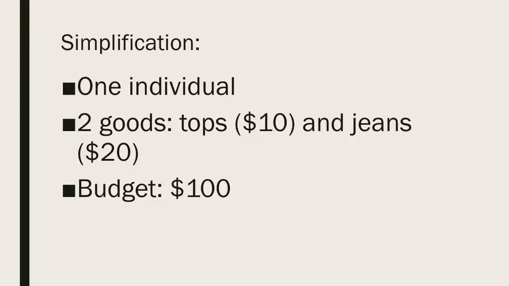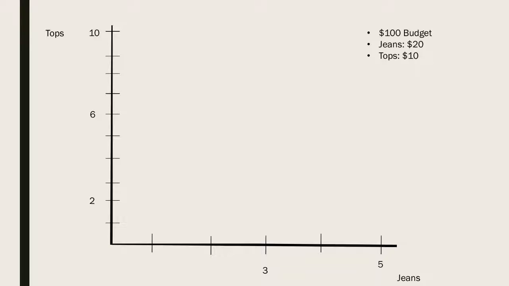So let's look at how this behaves on the graph. So I'm going to start with a simple 2D graph with tops on my y-axis and jeans on my x-axis. So I basically just assigned different points at which we can purchase tops and jeans given our $100 budget.